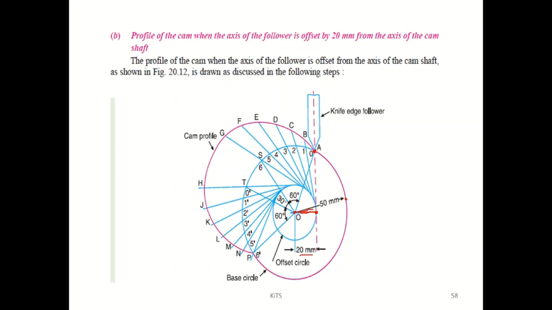Okay, I hope you have marked. And then join this point O and this point A with a light line. Don't draw a thick line, light line. Point O and point 0 are connected.